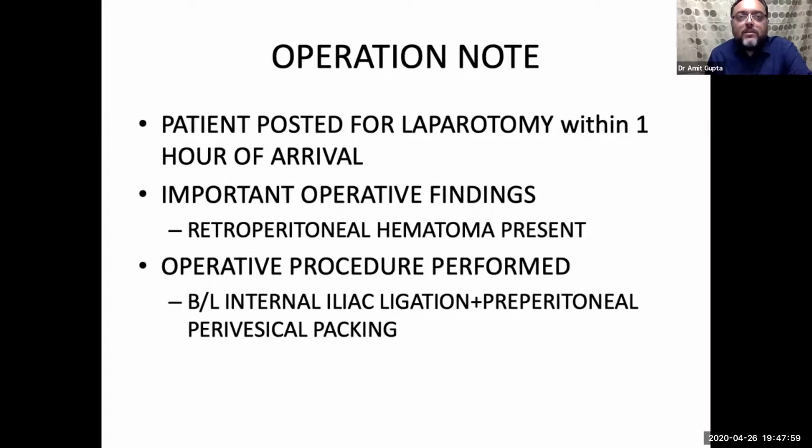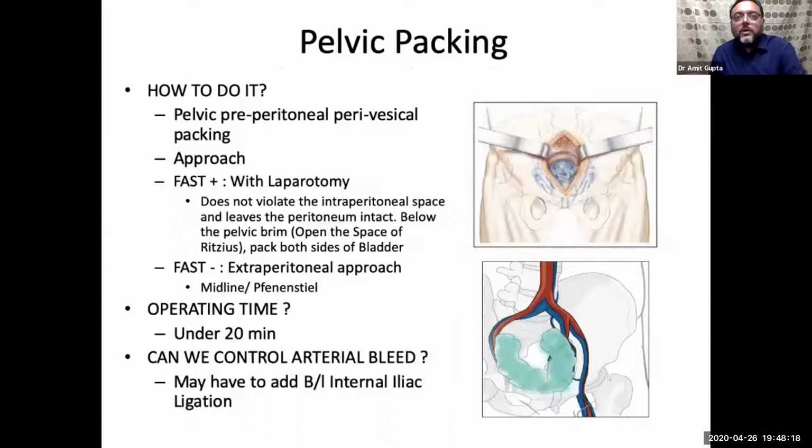Our patient was posted for laparotomy because he was FAST positive within 1 hour of arrival. Important operative findings were that he had a large retroperitoneal hematoma. So the bilateral internal iliac artery ligation was done along with pre-peritoneal perivesical packing. Now, just a word about pelvic packing. How do we do it?